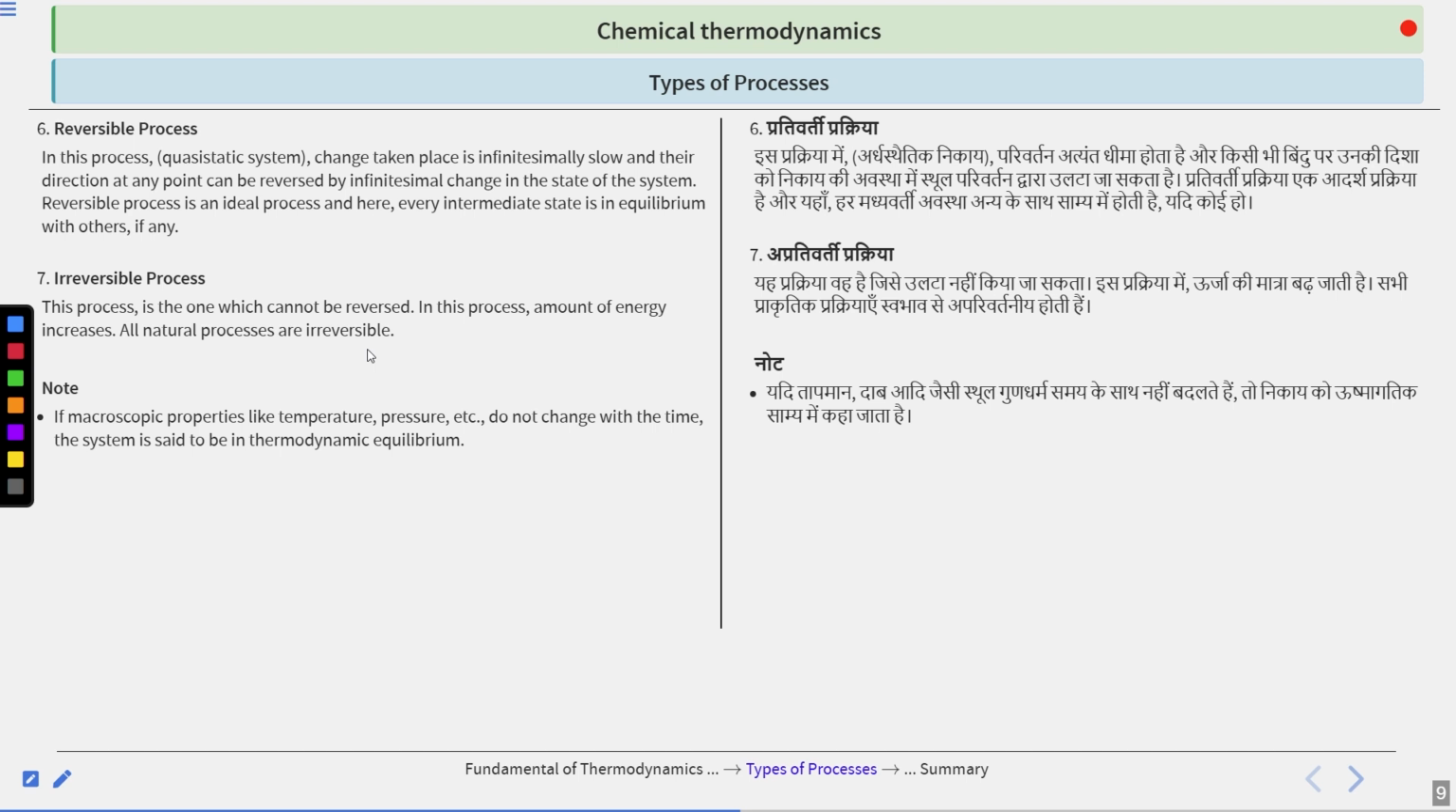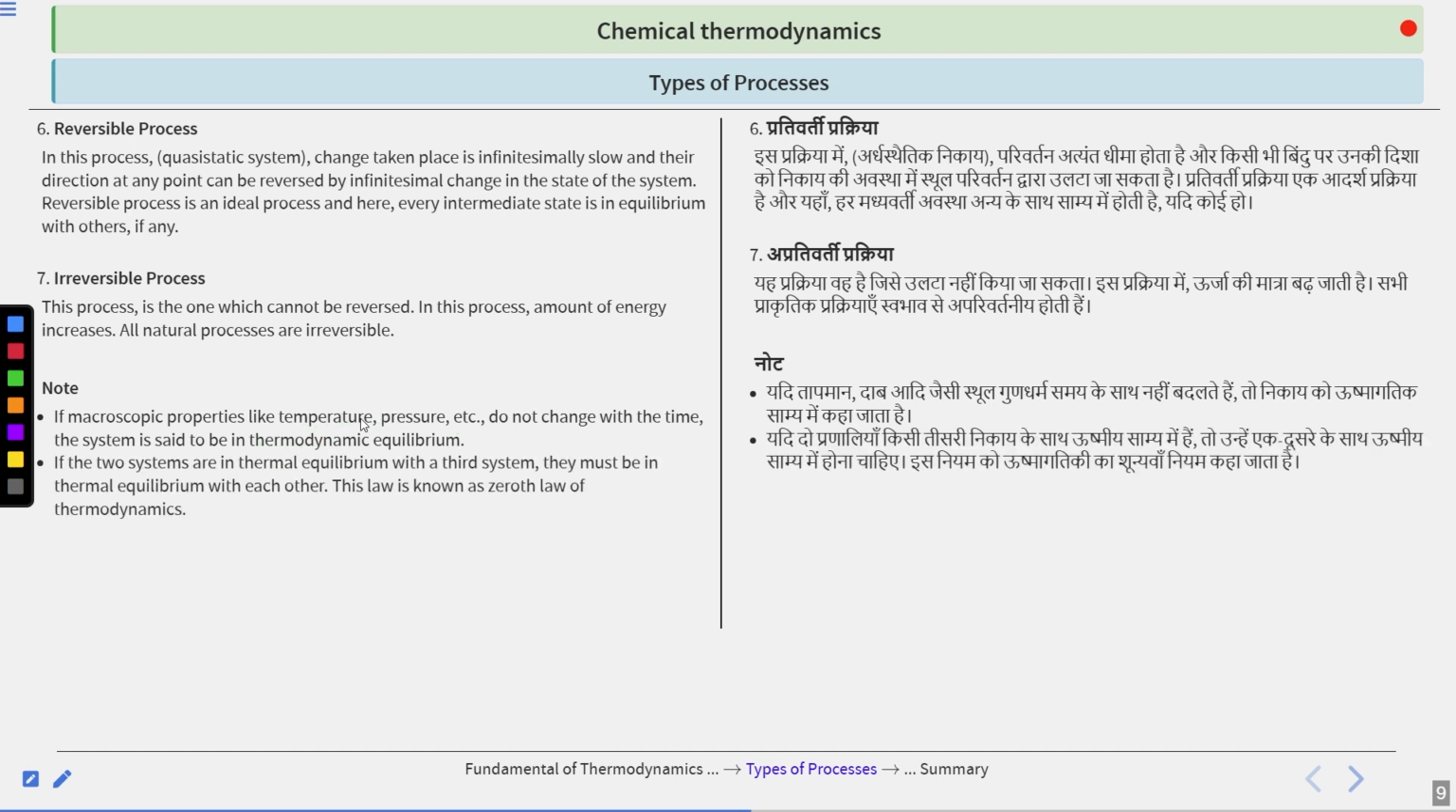Now, if your macroscopic properties like temperature, pressure, etc. do not change with time, then the system is said to be in equilibrium. And if two systems are in thermal equilibrium with a third system, then all three are in equilibrium with each other. This is called the Zeroth law of thermodynamics. So suppose A and B are in equilibrium with each other, and at the same time A is in equilibrium with C and B is in equilibrium with C, then A, B and C will all be in equilibrium. Or we can say it more simply: suppose A is in equilibrium with C and B is in equilibrium with C. That means A and B are also in equilibrium with each other. Clear?